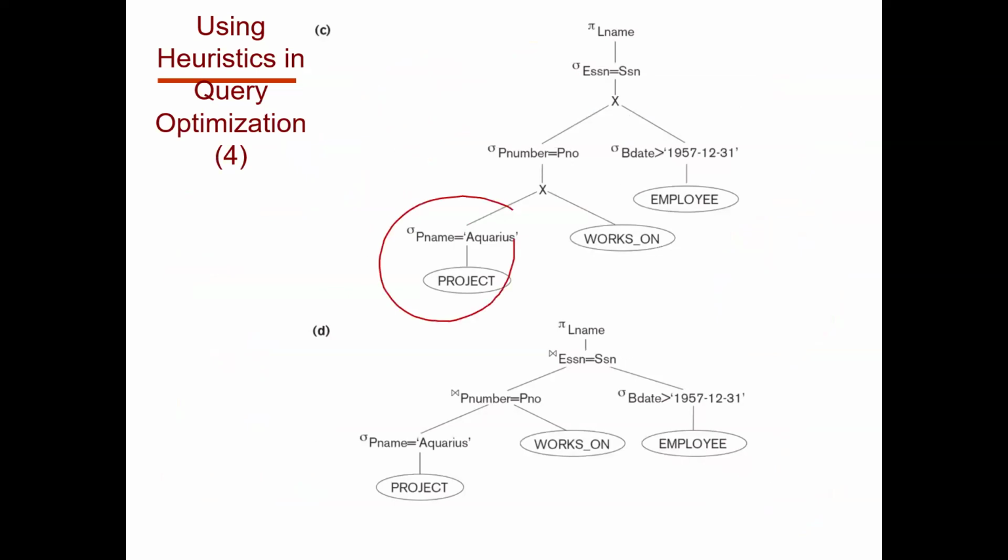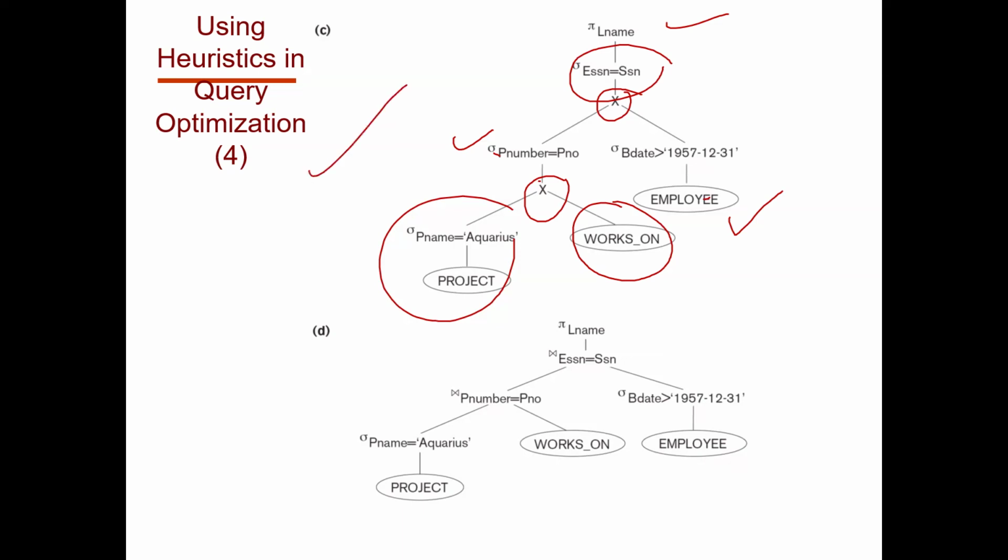So we are selecting the project whose name is equal to Aquarius, and then we are linking it with the works on table. How are we combining both the tables? By using a cross product based on P number is equal to project number. And whatever result we get, we then cross product it with employees whose birthday is greater than this date. How are we linking these two different parts? By using ESSN is equal to SSN and then getting the last name.